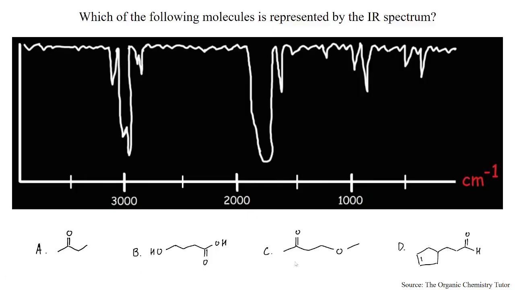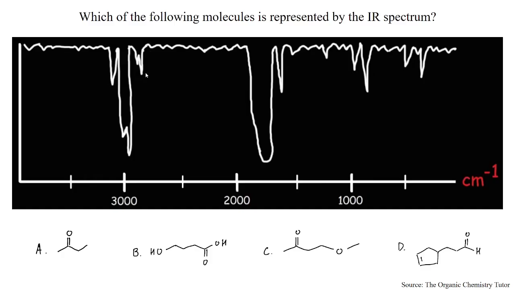Looking at our options here, the only compound that has an alkene in it, or a double bond, is option D. And just solely off of this peak here, you know that our answer can only be D, because everything else does not have a carbon-carbon double bond. Right. And if you want to end it there, that's fine, you have the answer.